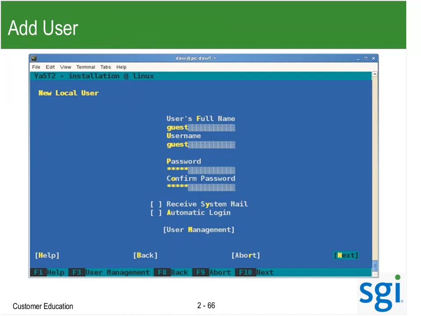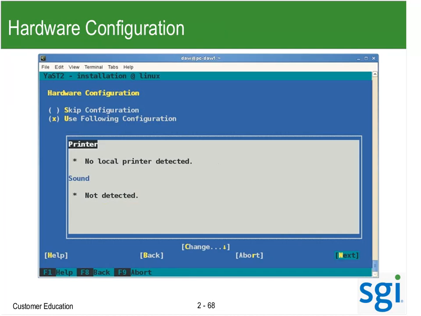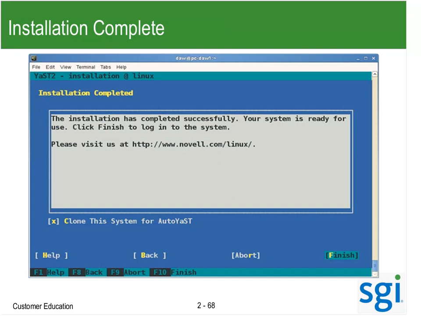And then we do want to add a user just for sanity right now, guest with the password of guest. And then we've got our release notes. Then basic miscellaneous hardware configuration. And then lastly, and here's where we're going to get an AutoYaST file for rebuilding this system. We get this installation complete, hit finish, and it will take a little while as it generates an AutoYaST file.